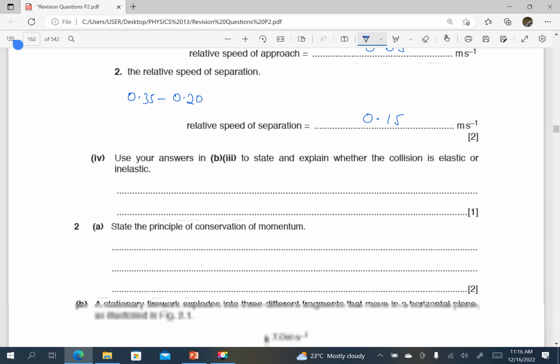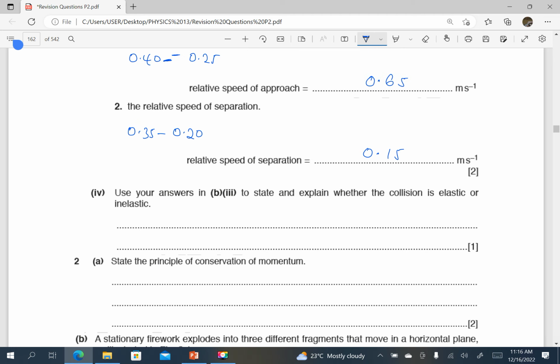Use your answers to state and explain whether the collision is elastic or inelastic. Of course, this is inelastic.